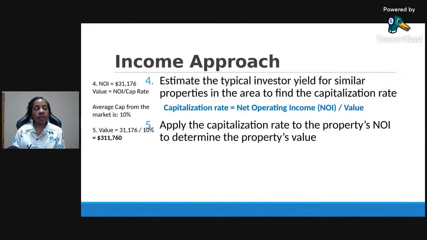Then we take our NOI and we just keep it to the side. Now we need to figure out what the going capitalization rate is in that area. Now, let's just say that based on our market evaluation, right, we looked and saw what other people were selling for. We figured out that it was 10%. Okay, so that's what we're going to use in this example. So then we go down to step 5, and then we plug in the formula: NOI divided by the rate, and that gives us the value of the property. Okay, NOI divided by rate gives us the value of the property.